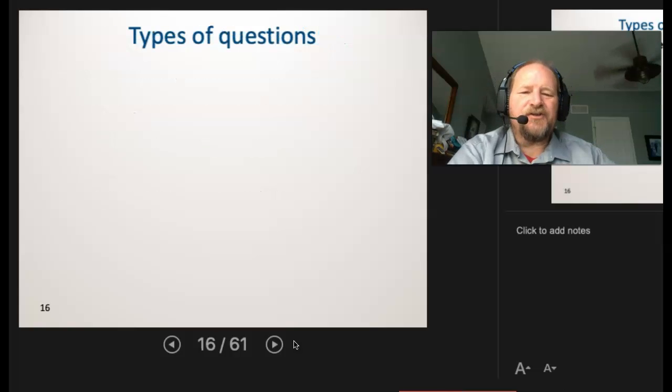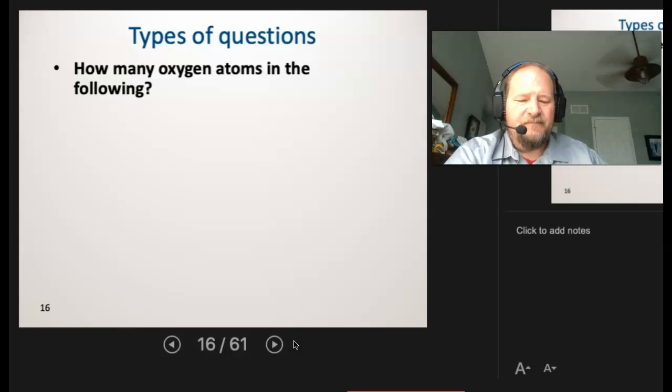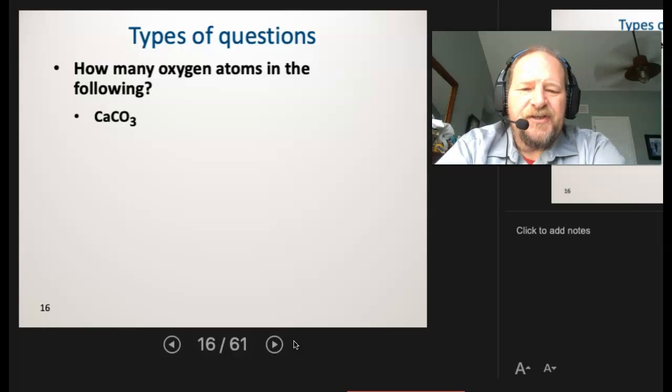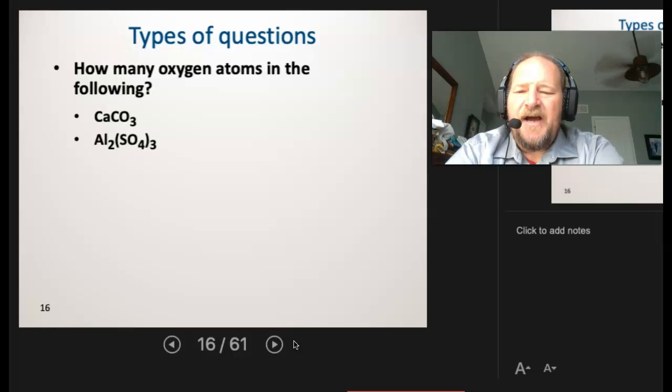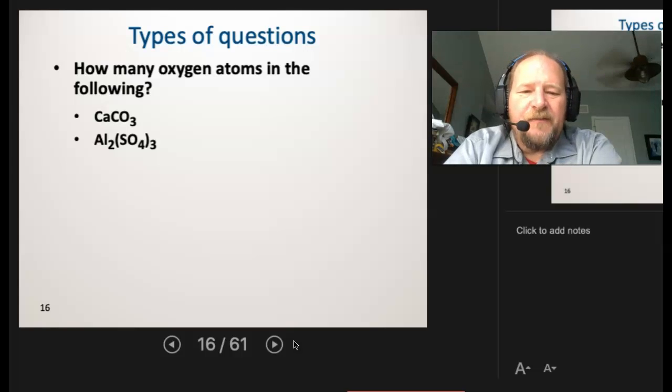All right, so what are the types of questions you'll be facing? Well, how many oxygen atoms are in the following? So if I give you a formula, here's calcium carbonate. How many oxygens are in calcium carbonate? And hopefully you are saying 3 and that was too easy. How many oxygens are in aluminum sulfate? Well, aluminum sulfate is Al2(SO4)3. So that's going to be a multiplier. We're going to take 3 times 4, and that's going to give us 12. There are 12 oxygens in aluminum sulfate. All right, so those are nice little warm-ups. Hopefully they weren't too tough.